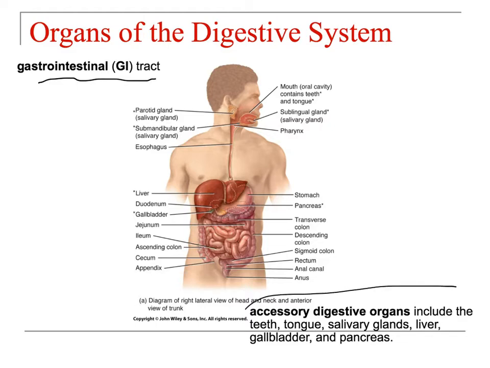The accessory organs are things that are going to dump into the digestive tract. So they're the tongue, the teeth, the salivary glands, which are going to help digest the food before it gets to the tract. The liver, which is going to secrete bile, the gallbladder, which will also secrete bile, and the pancreas, which will secrete digestive enzymes so that you're going to be able to digest your food.